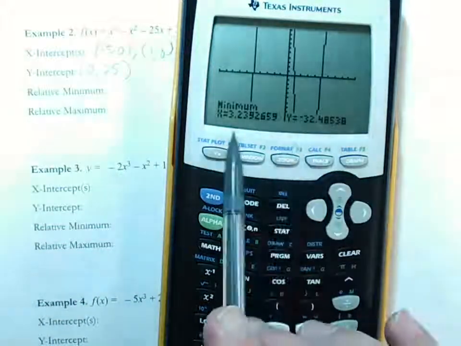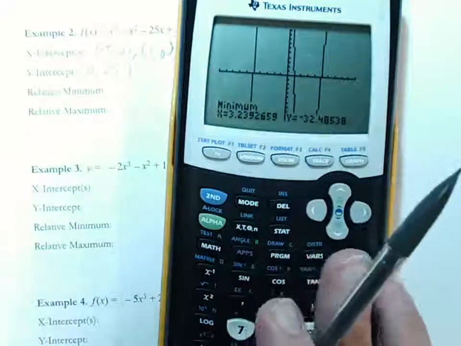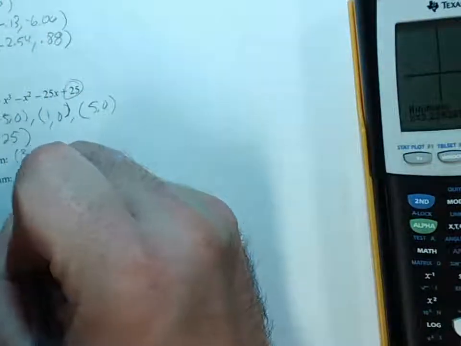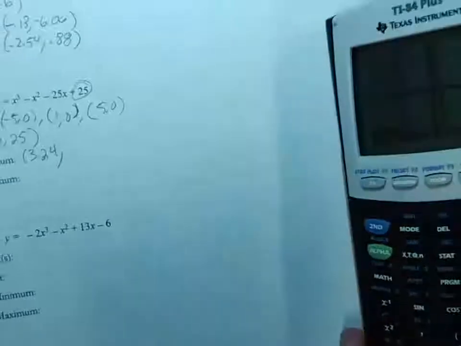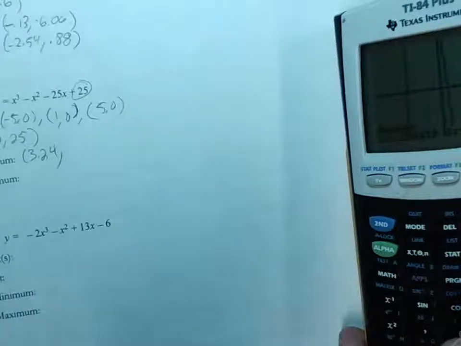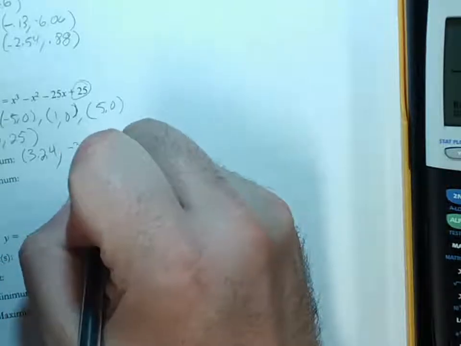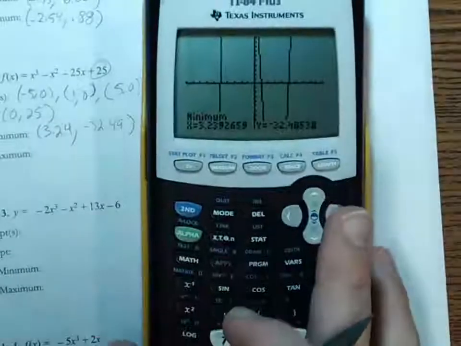And my minimum is at 3.24, comma, negative 32.49. 3.24. Is that right? 3.24, comma, negative 32.49. That's the minimum. Now let's do the same thing for the maximum.